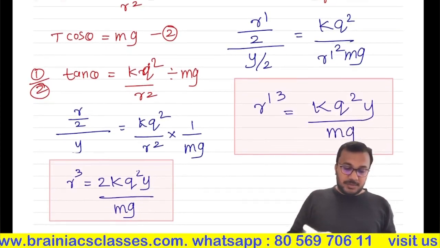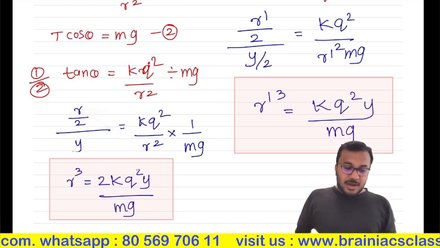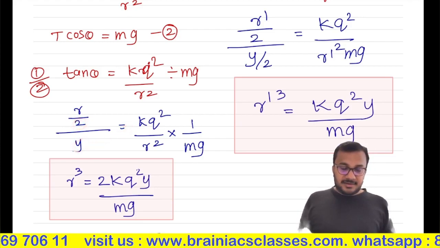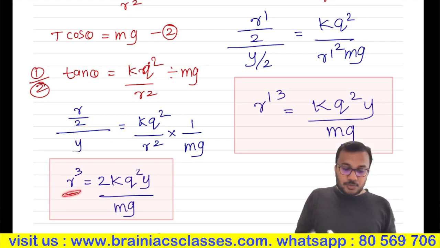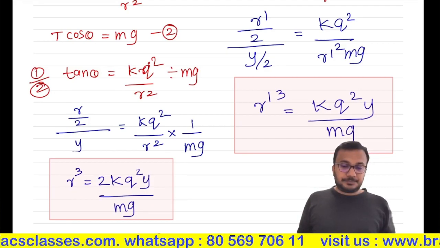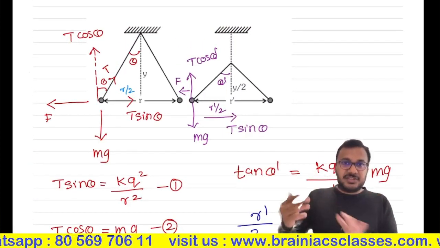The mg will come downward. Here I solved for R, so R cube is equal to, here 2 and Y will be in the denominator and go to the numerator. So R cube is equal to 2kQ squared Y by mg. We got the equation. The same method we apply to the next diagram.